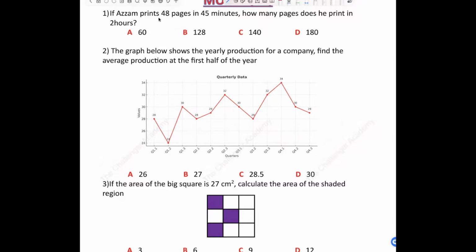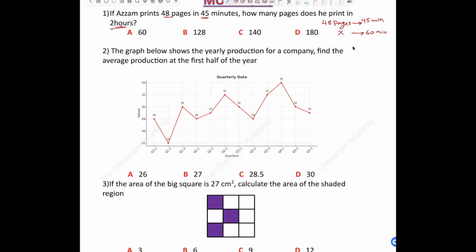Question 1. If Azam prints 48 pages in 45 minutes, how many pages does he print in 2 hours? So in 45 minutes, he can print 48 pages. So we can say that 48 pages in 45 minutes. So we can calculate in 1 hour, then multiply it times 2, and 1 hour equals 60 minutes. And this is x.